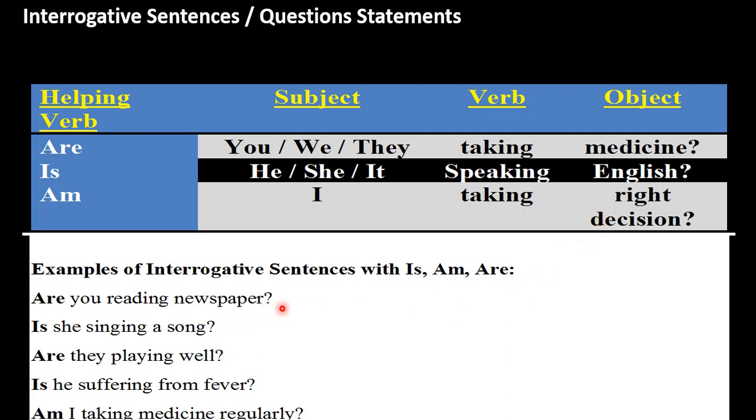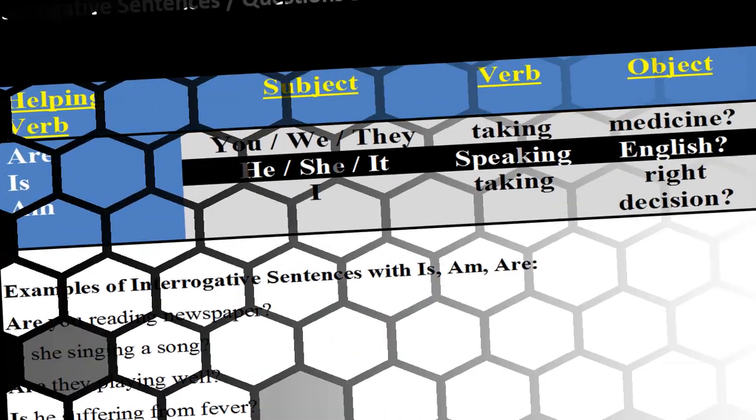So just look at other examples of interrogative sentences with is, am, are. Are you reading newspapers? Is she singing a song? Are they playing well? Is she suffering from fever? Am I taking medicine regularly?